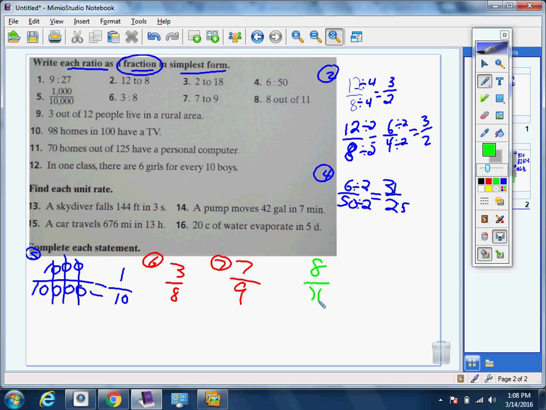Number 9, for those of you who are doing the odds, that was 8. Number 9 is 3 out of 12. However, that can be reduced if you divide by 3. And that leaves you with 1 over 4.